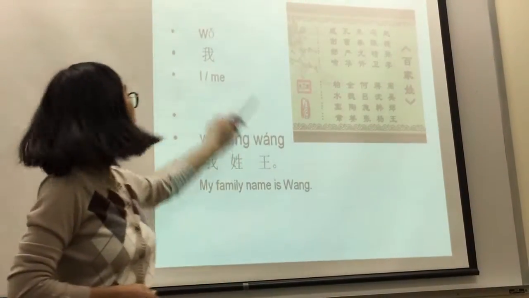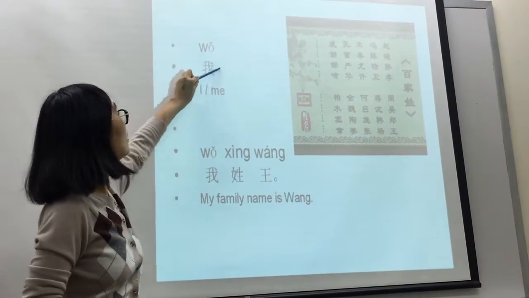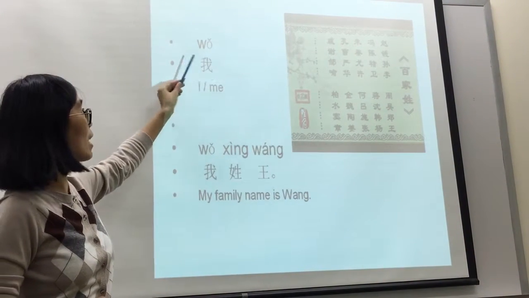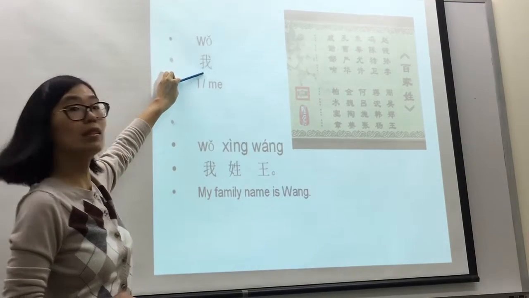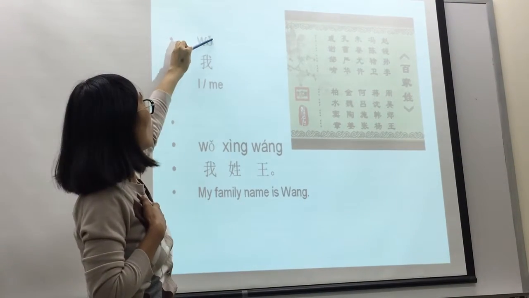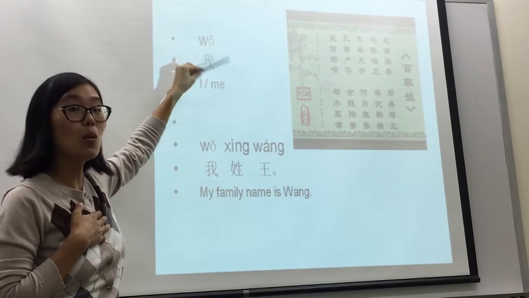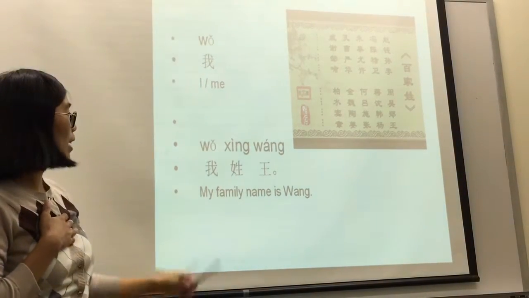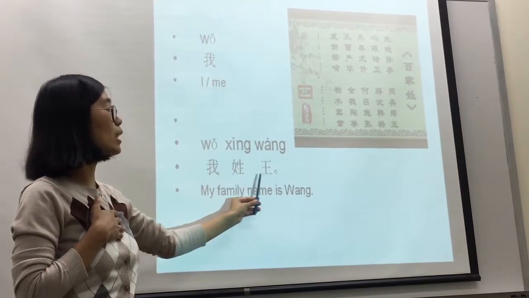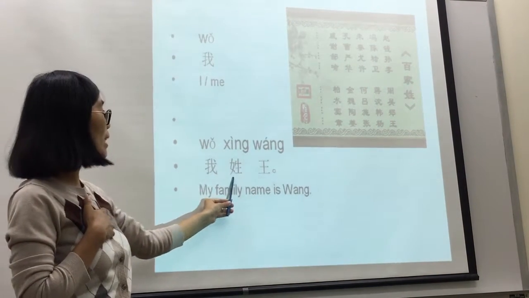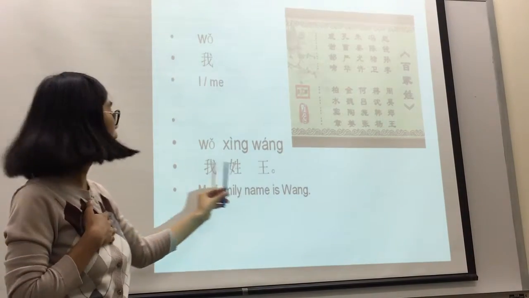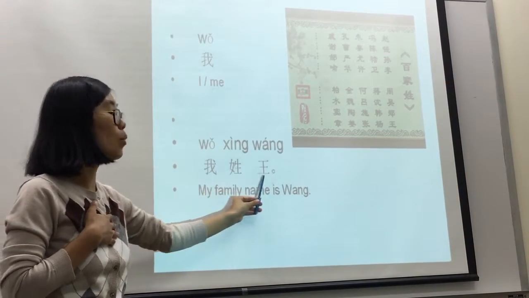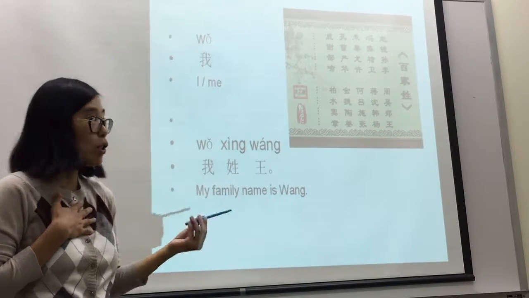Okay. Next new word, this one. 我, the very common use, the subject and object. I and me, the same in Chinese. 我, the third tone. Remember? 我, 很好. And we answer 我姓王. My family name is Wang. Subject, verb, and object. 我姓王. This is my family name too.